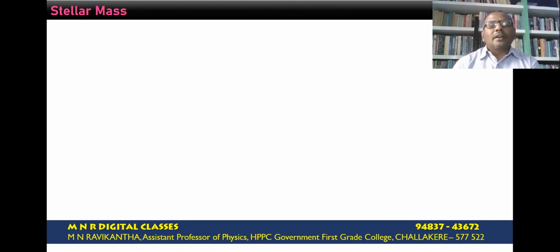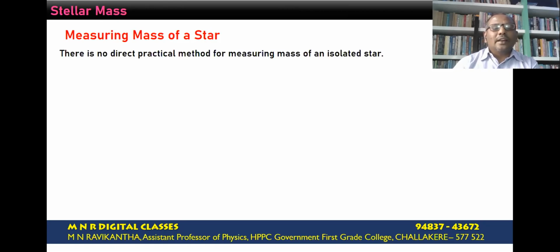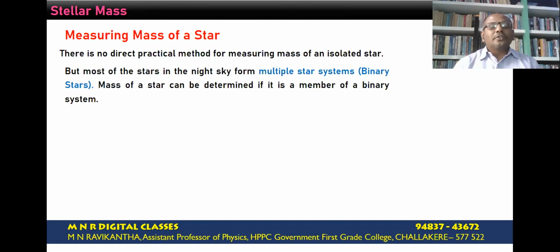The next physical parameter is the mass of the star, stellar masses. Now, the question is how to measure the mass of a star. There is no direct practical method for measuring the mass of an isolated star. But most of the stars in the night sky form multiple star systems which revolve around one another due to mutual gravitational interaction. Such stars are called binary star systems.